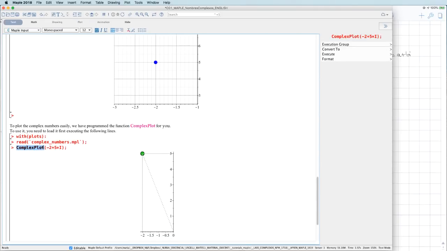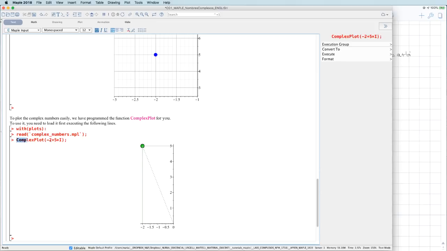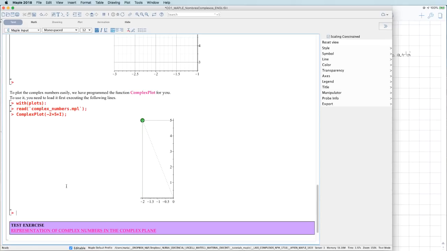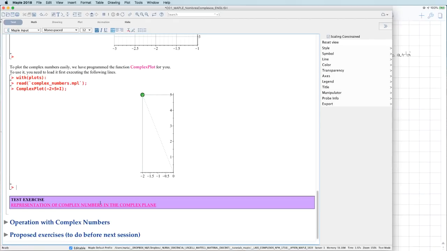This is not a standard Maple command, and in order to use it you have to press enter in the 3 lines. So now every time you want to plot a complex number, you just need to put complexplot and the number. But remember that first you have to read this file. So now that you know this, you can go again to the test and try to do this exercise.